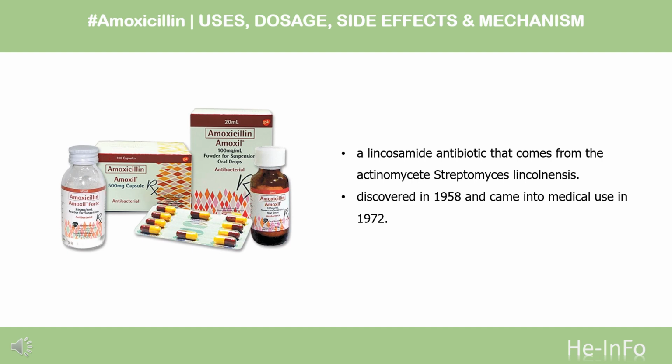Amoxicillin was discovered in 1958 and came into medical use in 1972. Amoxil was approved for medical use in the United States in 1974, and in the United Kingdom in 1977. It is on the World Health Organization's list of essential medicines. It is one of the most commonly prescribed antibiotics in children. Amoxicillin is available as a generic medication. In 2020, it was the 40th most commonly prescribed medication in the United States, with more than 15 million prescriptions.